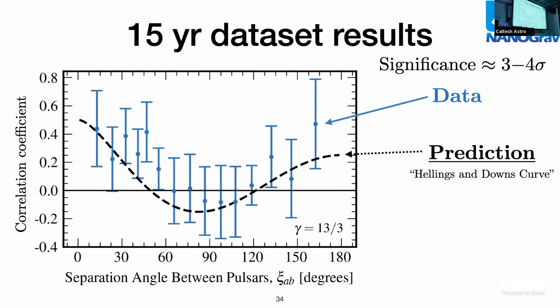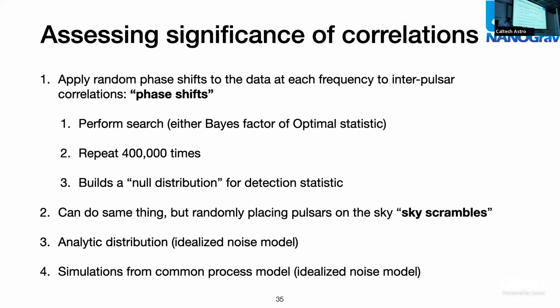Okay, and what we see is that we have 3 to 4 sigma significance for correlations. And on top of that, those correlations are consistent with the prediction from the Hellings and Downs curve. And you can actually test that consistency using a chi-square test, and we find that these things are in agreement with each other. So we have evidence of correlations, and those correlations are consistent with a gravitational wave background.